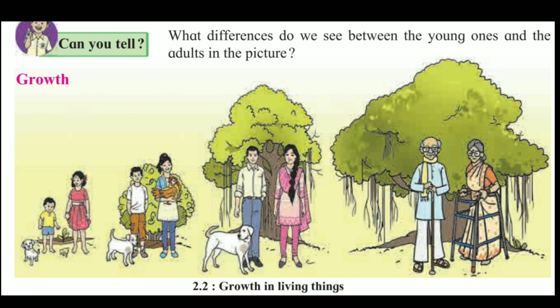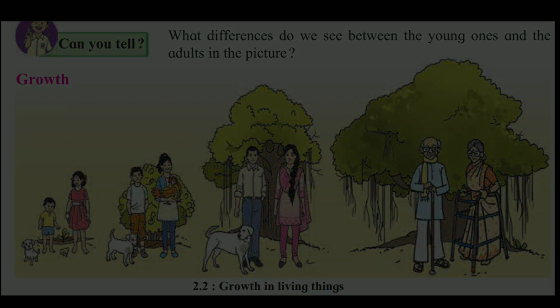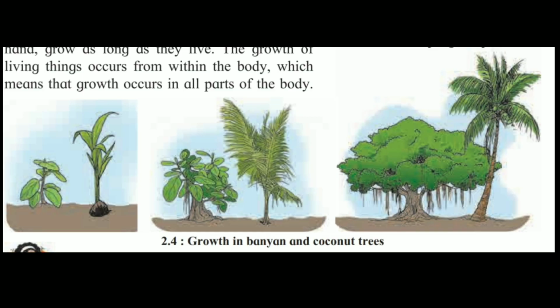In this way, animals grow into adults in a certain period. Generally, humans require 18 to 21 years for growth. Plants grow as long as they live. The growth of living things occurs within the body. That is, growth occurs in all parts of the body. But for this growth, plants and animals need food.